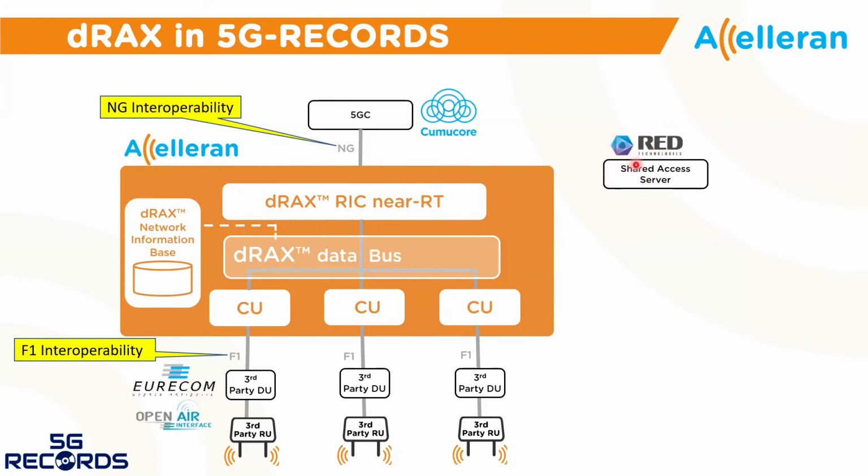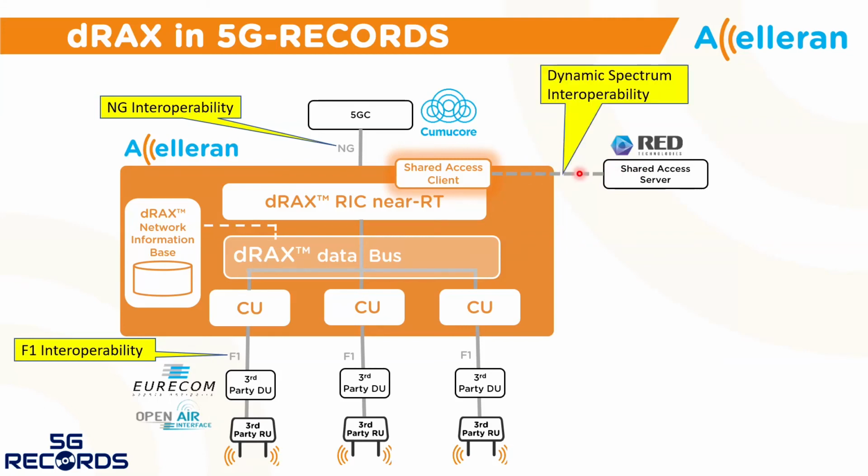dRAX Technologies provides the shared access server, which is going to be providing the RF parameters and the spectrum to be used in the deployment. This shared access server communicates with a shared access client in dRAX, which is implemented also as a cloud native microservice, and which is going to be communicating with the shared access server in order to obtain the RF parameters and the spectrum to be used. Interoperability of this protocol is also very important.